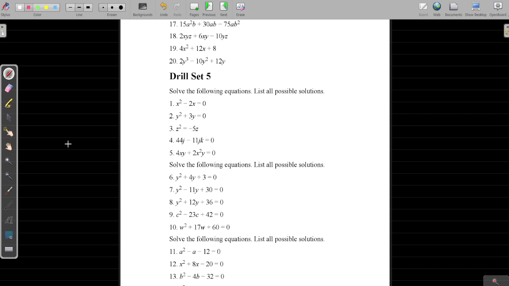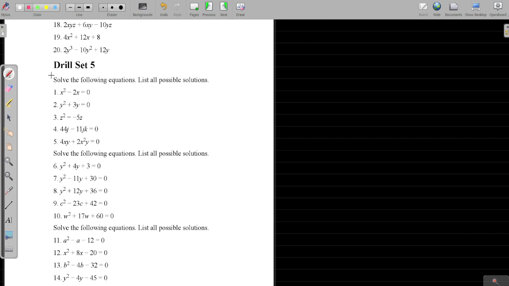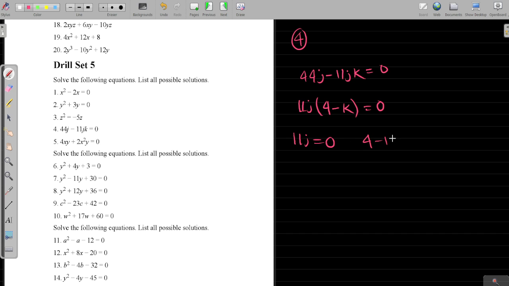Now I'm going to solve question number 4. So question number 4 is 44j minus 11jk equals 0. If I take 11j common from this, then the remaining part here is 4 and here the remaining part is only k. So our answer will be something like that: 11j equals 0 and 4 minus k equals 0. So j equals 0 and here k equals 4.